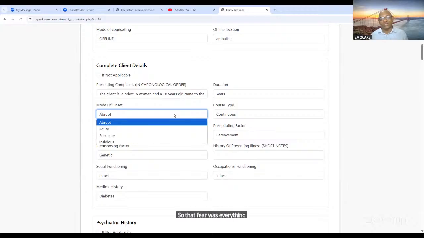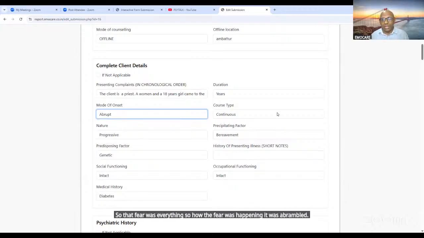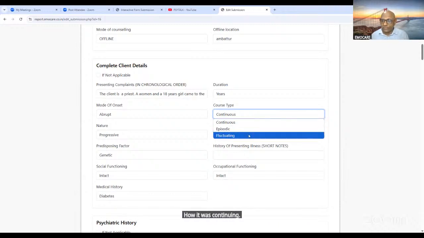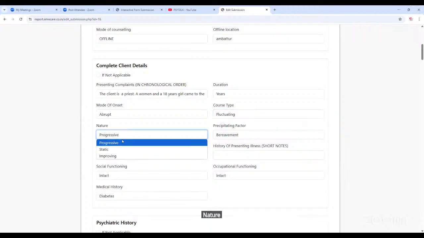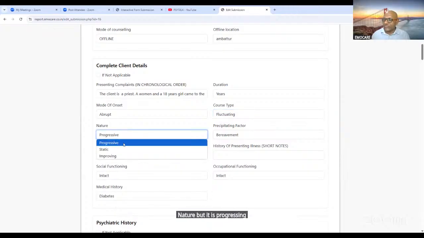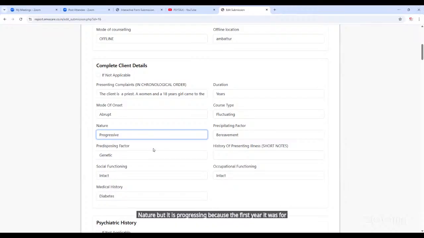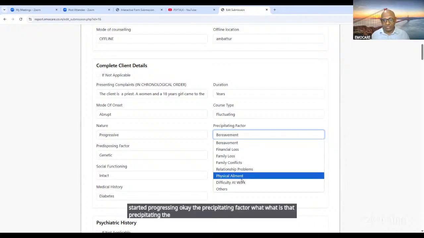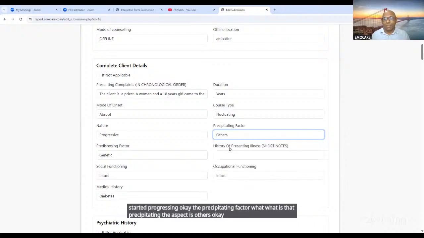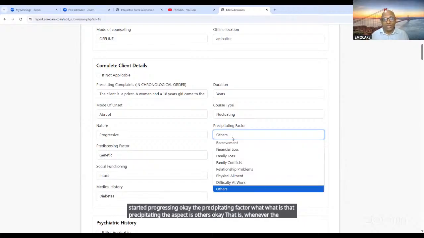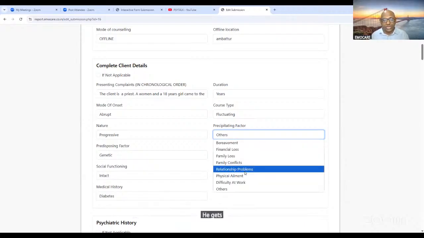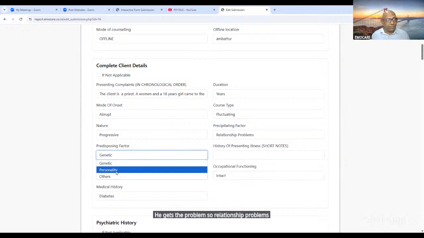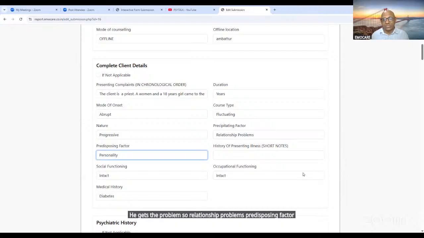So how the fear was happening? It was abrupt. How it was continuing? It was fluctuating, because one day it is there, one day it is not there. Nature, but it is progressive, because first it was for some time, but it started progressing. Okay, the precipitating factor. The aspect is others. That is whenever the girl calls, he gets the problem. So relationship problems. Predisposing factor is his personality.